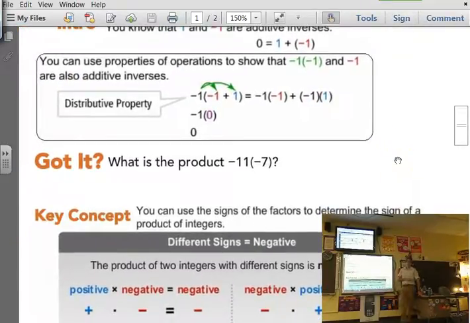Here, the distributive property, and we're going to talk a lot more about this as we get into this chapter, but the distributive property takes a multiplication and breaks it up to the things it's multiplying to. So, -1 plus 1, what would this be inside the parentheses? Negative. Yeah, they're additive inverses, right? It tells us right here.